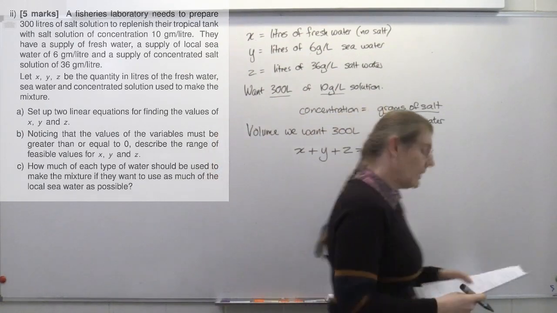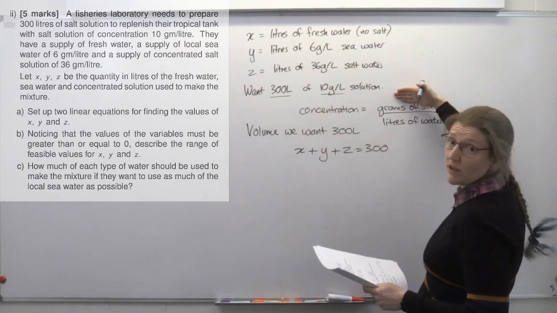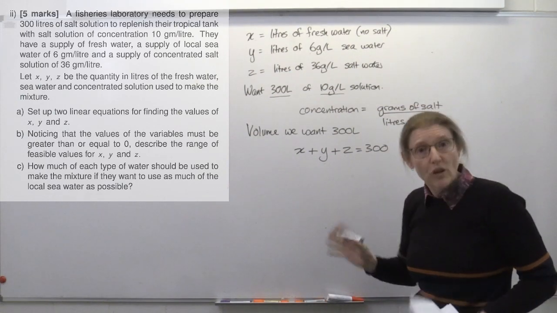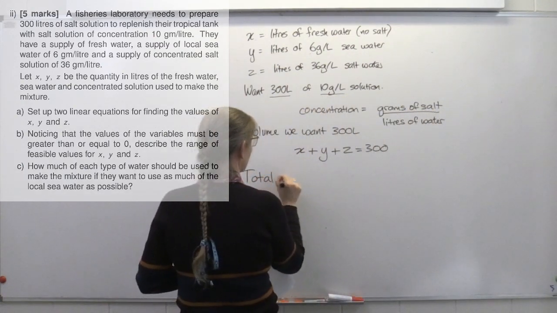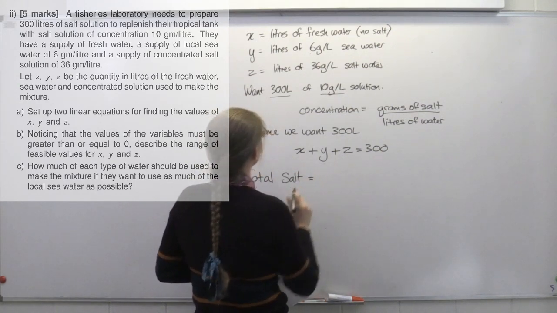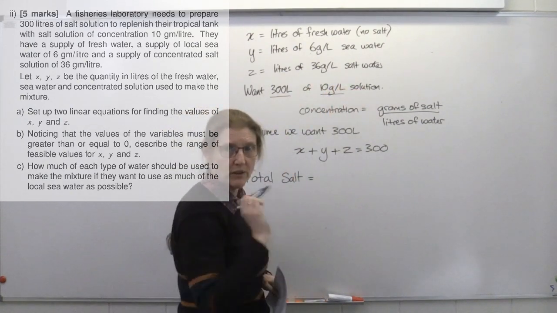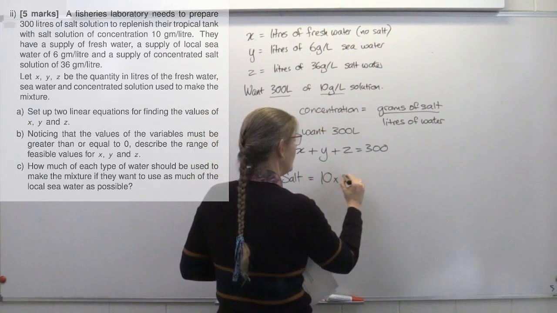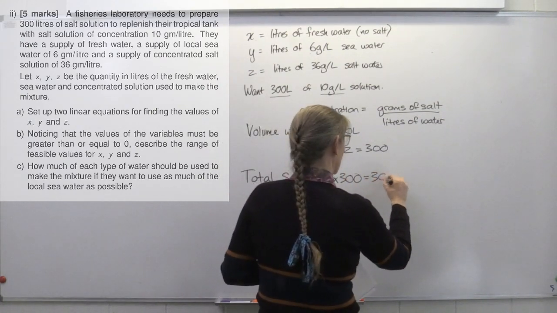All right, so that's the volume. The concentration is the amount of salt in total divided by the volume. So how much salt do we want? The total salt is going to be equal to 10 grams for every litre of solution. So the total salt is 10 grams times 300 litres. In other words, 3,000 grams.